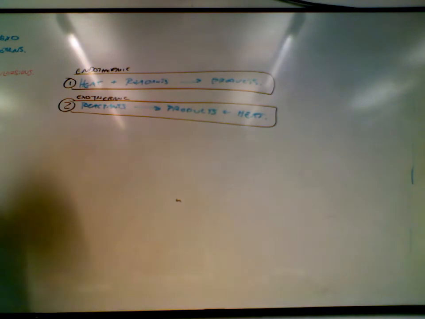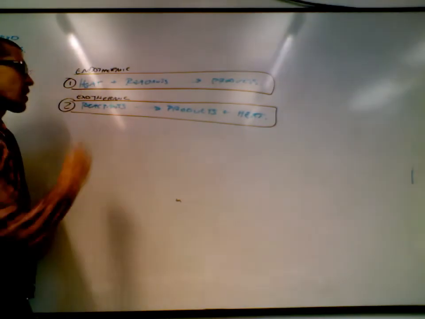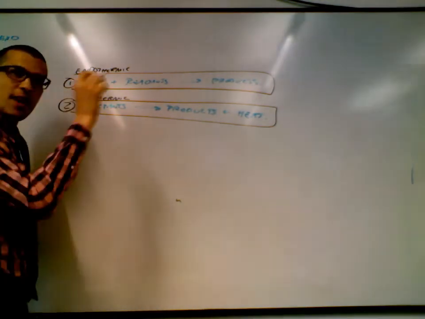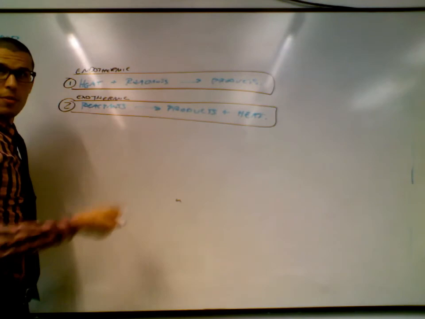So you can think about it in terms of heat. Heat is entering right here. Heat is exiting over there. If it's entering into the reaction, then it's endothermic. If it's exiting, then it's exothermic.